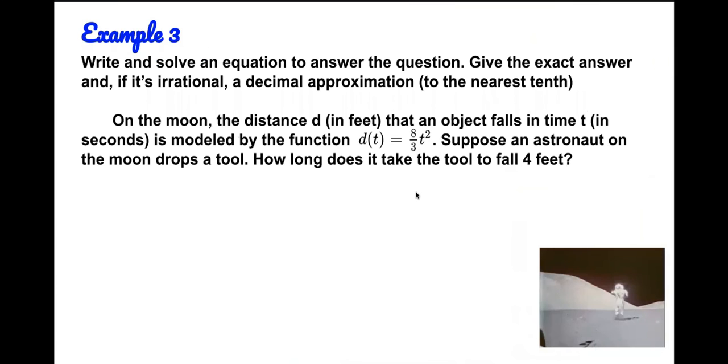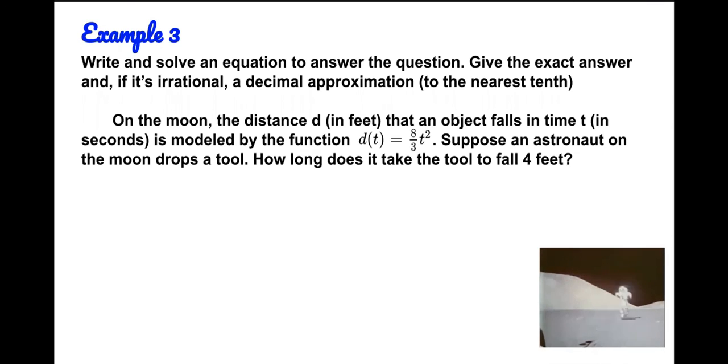Okay, so the last one, guys, very similar. However, the two first equations that we gave you were for items that fall on Earth's surface, right? So let's take in consideration our gravitational pull and all that stuff. Now, this one here is talking about how items fall on the moon.